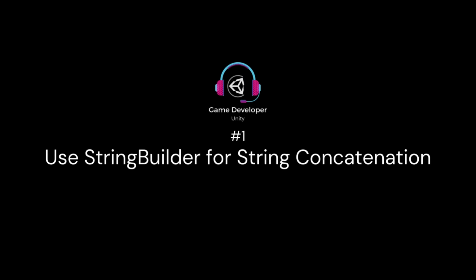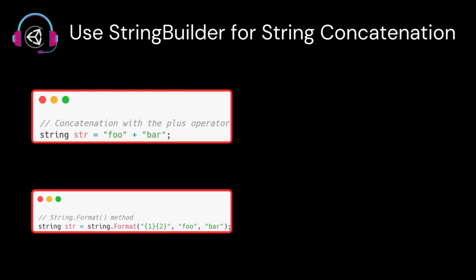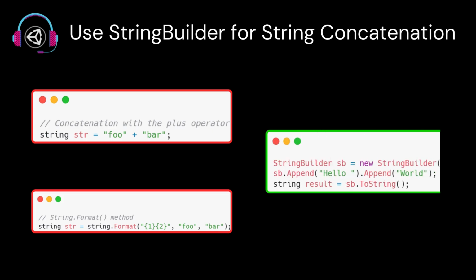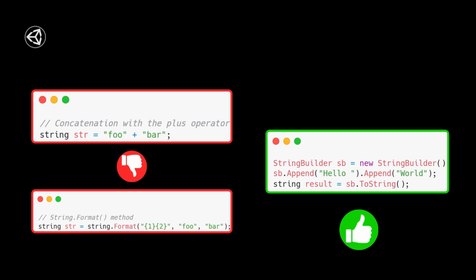Tip number 1: use StringBuilder for string concatenation. Avoid using plus to join strings repeatedly. Instead, use StringBuilder for better performance. This class is faster than the string.Format method and uses less memory than concatenation with the plus operator.